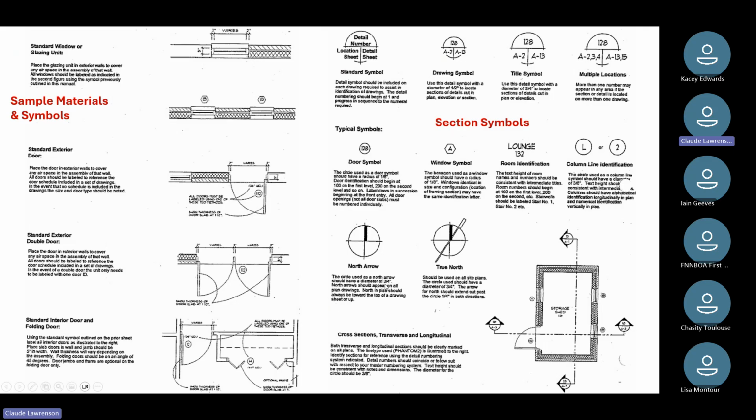Over to the right-hand side are what I call the section symbols. So for example, where do we find a particular detail on a drawing? We can find it located on a sheet, and a detail is found on a sheet. So again, we see drawing symbols, title symbols. If there's multiple locations, over to the far right-hand upper corner. Okay. Door symbols. I mentioned, for example, that window symbol tag. So we see in this case, there's an A as opposed to over here was a B.